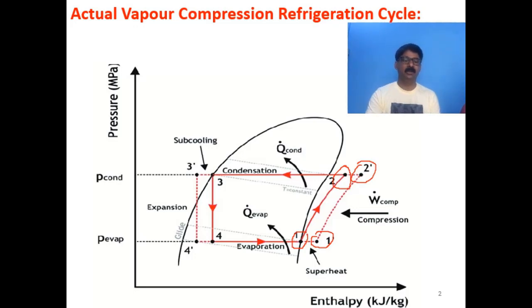Also, now look at point 3. In the ideal vapor compression cycle, I told you that point 3 will be on the saturated liquid line. Now you can see in the actual vapor compression cycle, there is a bit of undercooling to point 3 dash. So 3 dash to 4 dash is the actual expansion, whereas 1 dash to 2 dash is the actual compression. Now let me discuss why these changes. Keep this pH chart in your mind when I go to the next slide.